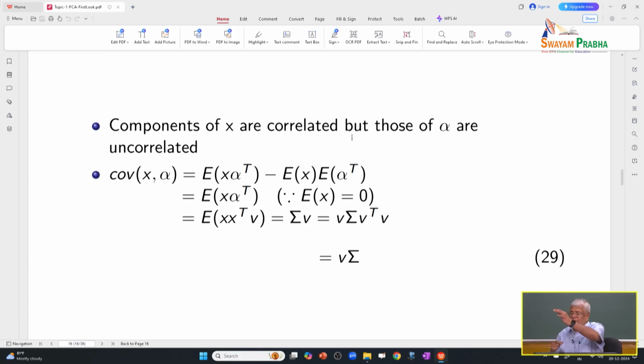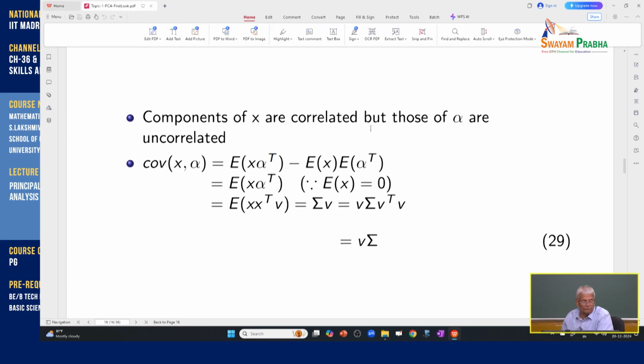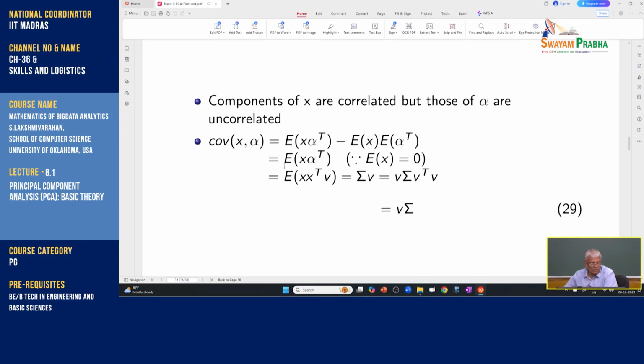So, the same point has two representations, one whose components are correlated, two alpha whose components are uncorrelated. Therefore, if X's are correlated among themselves, alphas are not correlated among themselves. So the covariance of X, alpha is equal to covariance of X times alpha transpose. Why? The mean of X is 0, mean of alpha is 0.